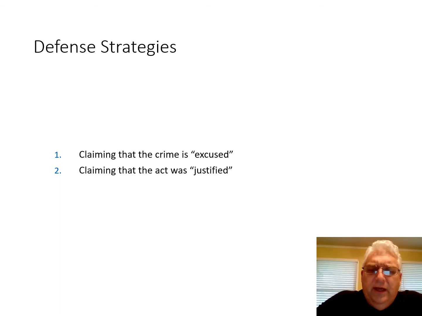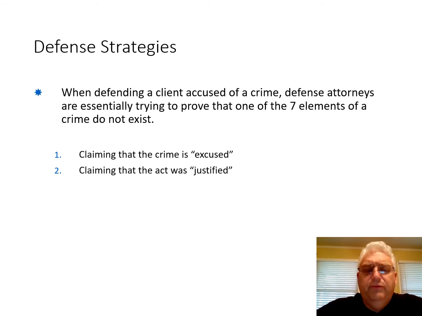Now, the defense can claim 2 strategies, and this is really sort of the point of the chapter. What the defense wants to do, when defending a client, is try to prove that one of the 7 elements of a crime does not exist. And defense strategies can take one of 2, or both, really, approaches. One is claiming that the crime is excused. The other is claiming that the act was justified. Okay? So those are the 2 options. So let's start with defense excuses.